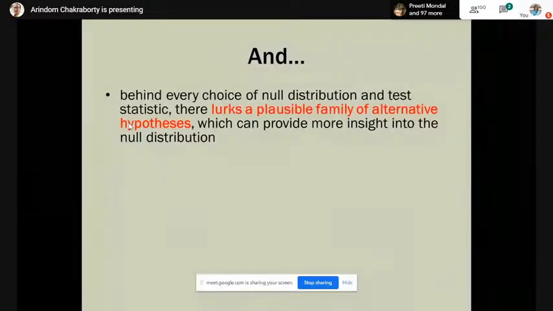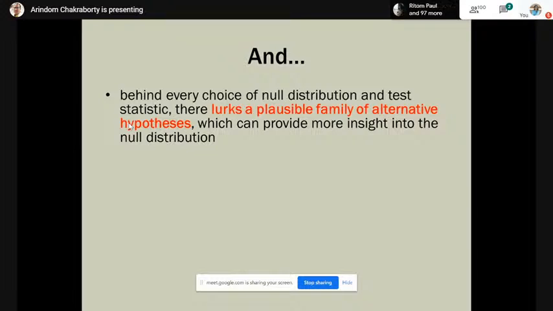Behind every choice of null distribution and test statistic, there lurks a plausible family of alternative hypotheses which can provide more insight into the null distribution. That is very important. So even if your histogram is showing a unimodal and symmetric distribution, but assuming normality, some may argue why you are not using the t-distribution or some other distribution which has similar features. So unless you are very certain that it is Gaussian, the inferences based on that assumption are not that firm, so you have to think about the other plausible family of alternative hypotheses too.